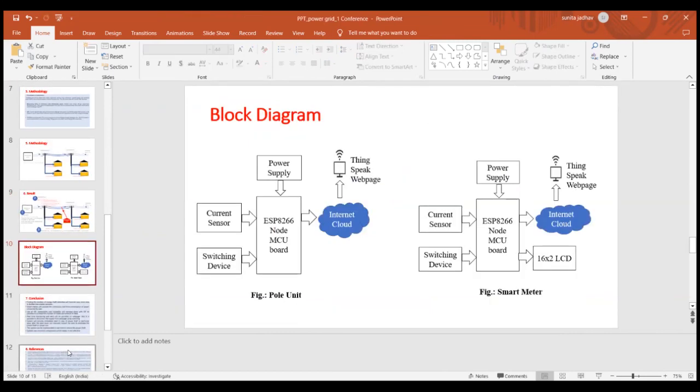This is a block diagram for the measuring units which are used at the pole or the consumer end. The current sensor and other electrical parameter sensors are there. Switching devices are used to disconnect the supply. An ESP8266 microcontroller board is there. For IoT, the ThingSpeak web platform is used. Similarly, for the smart meter, an additional LCD is there to display the readings. Similarly, this unit is the distribution unit.